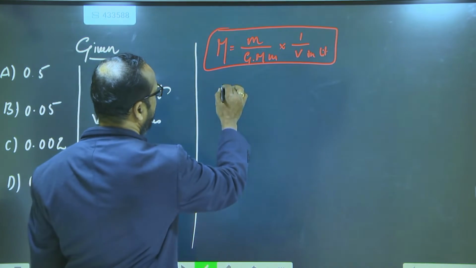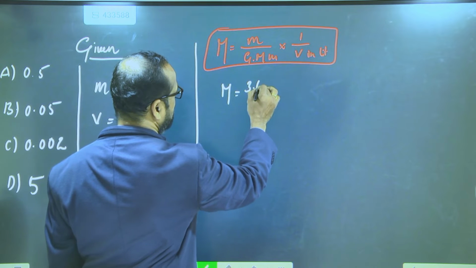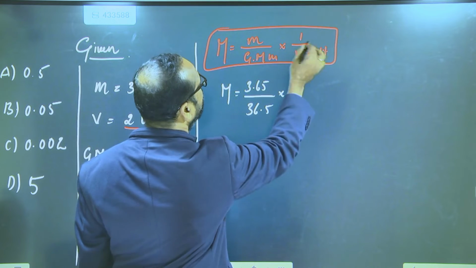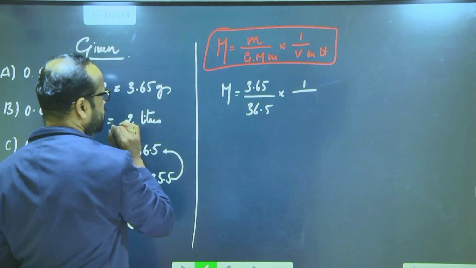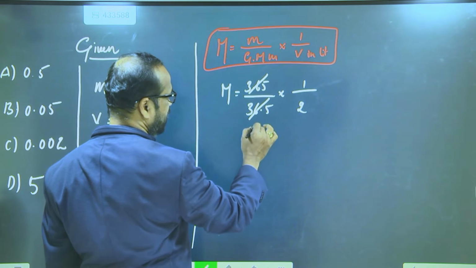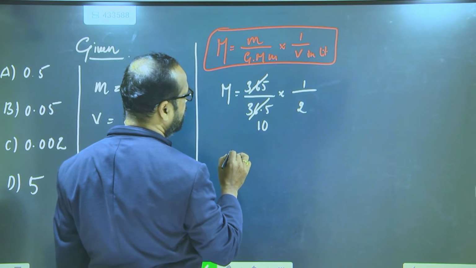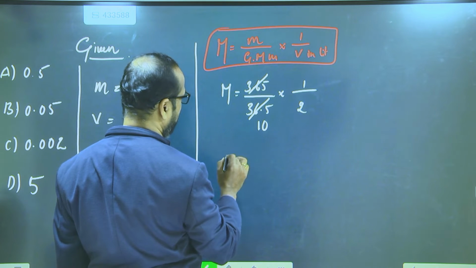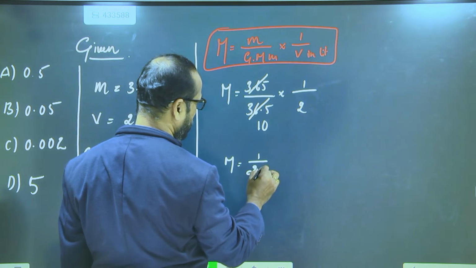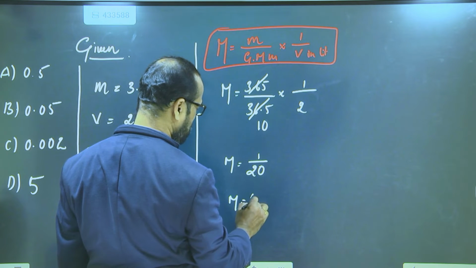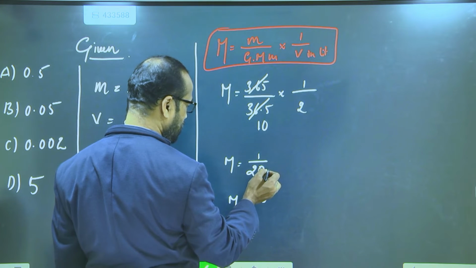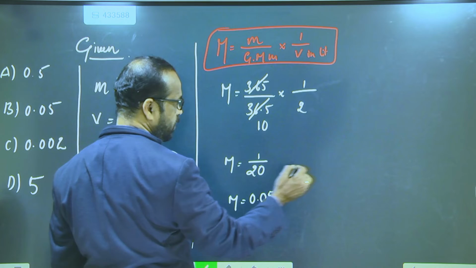Now with this formula you substitute. What do you get here? M is equal to mass is 3.65 divided by gram molecular weight is 36.5 into 1 by volume in liters, which is 2 liters. So just write 2 here. So 3.65 ones are 3.65, tens are 10. And M is equal to 1 by 20. 1 by 20 is nothing but 0 point, so it becomes 10, 1 more 0 becomes 100. So 1 divided by 100.